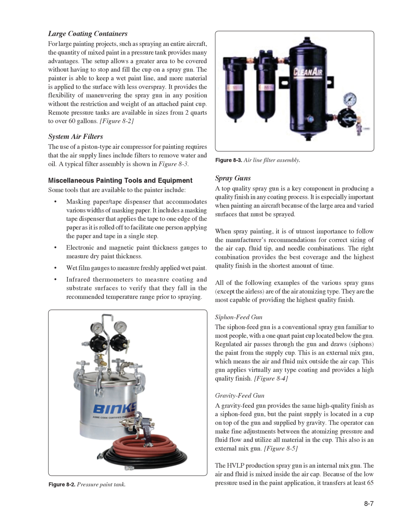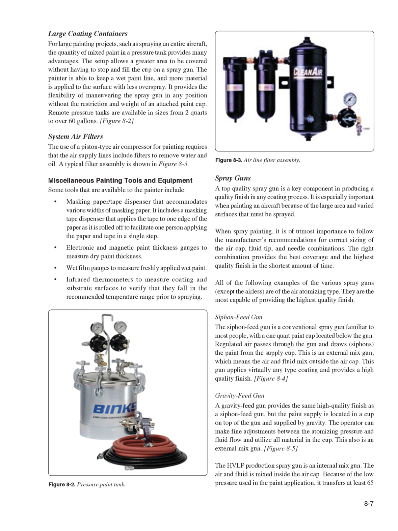Figure 8.4. Gravity feed gun. A gravity feed gun provides the same high-quality finish as a siphon feed gun, but the paint supply is located in a cup on top of the gun and supplied by gravity. The operator can make fine adjustments between the atomizing pressure and fluid flow and utilize all material in the cup. This also is an external mix gun.